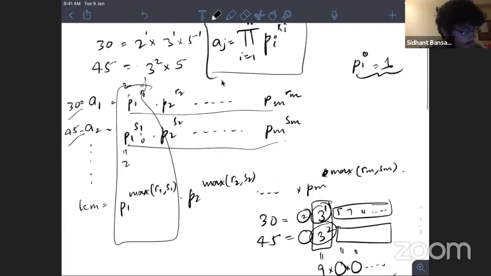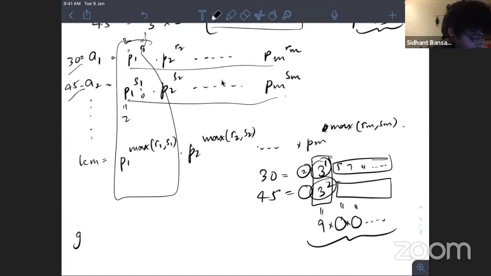Okay. And just to know, GCD, which is basically the highest common factor, comes out to be the min function on top. And so on. Again, P2 to the min of R2 comma S2, and so on. So that's the only difference. Here there's a max, here there's a min, in the LCM and GCD.